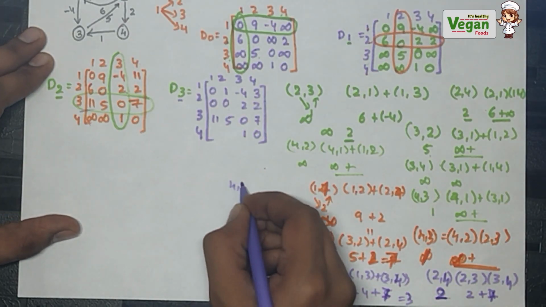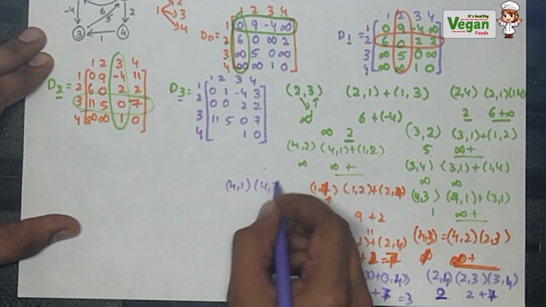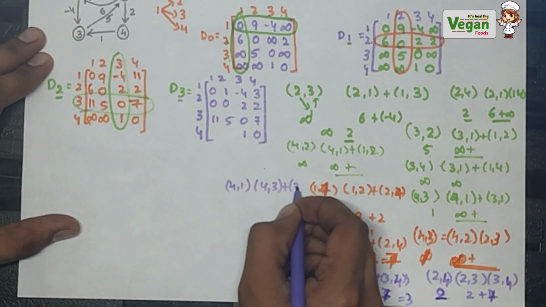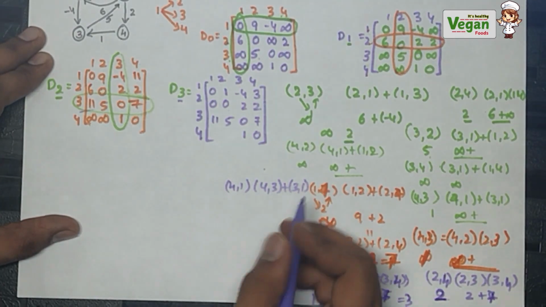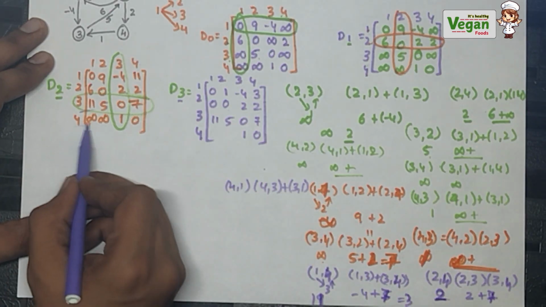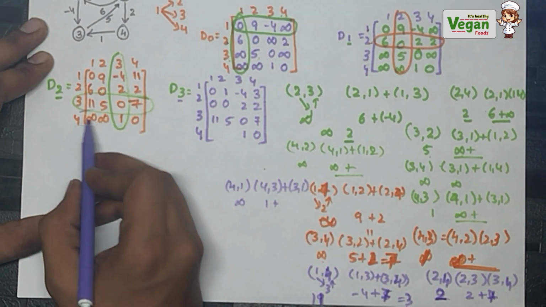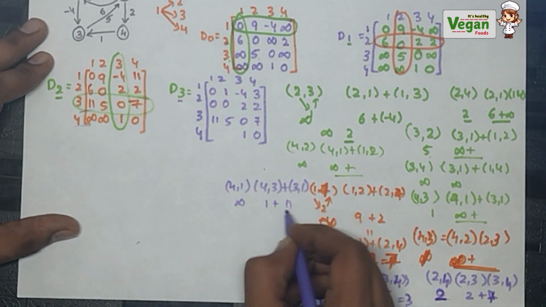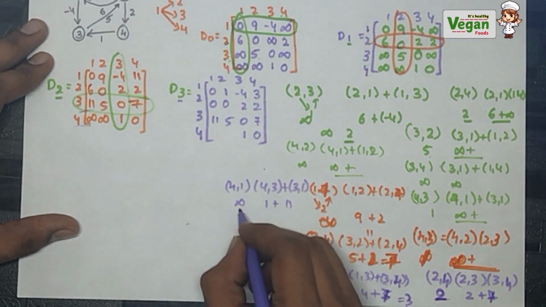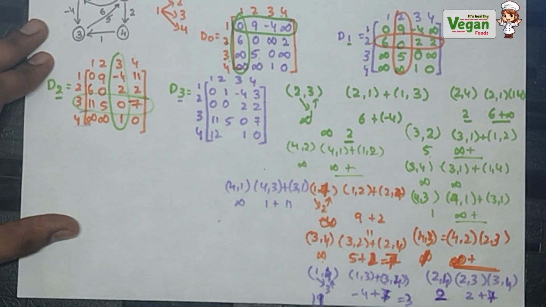Next we are left with only 2 elements, that is 4 comma 1. So if you want 4 comma 1, you will be going from 4 comma 3 plus 3 comma 1. So what will be the answer? 4 comma 1 is infinity. 4 comma 3 is 1. Next 3 comma 1 is 11. 11 plus 1 is 12. Among 12 and infinity, 12 is the smaller, write 12.